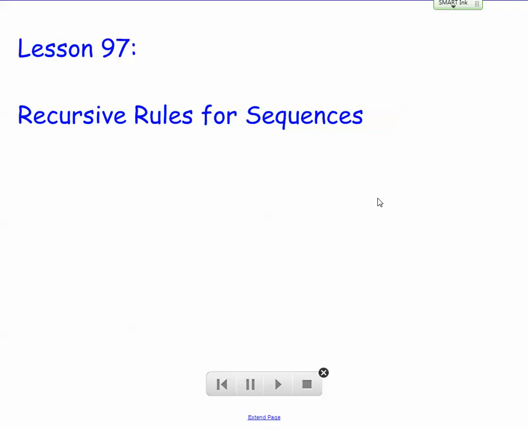Lesson 97 deals with recursive rules for sequences. I definitely think this is going to be one where you guys are going to have a lot of questions over the next few days, so I encourage you to ask them. Here we go, though.